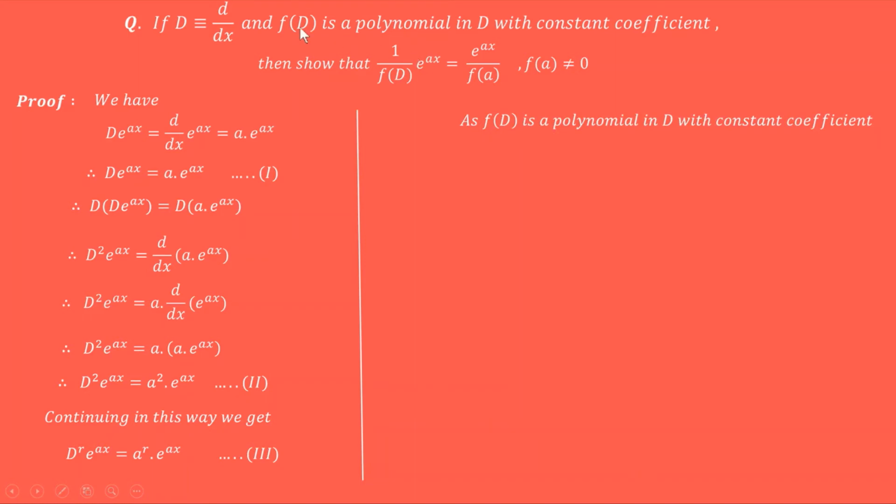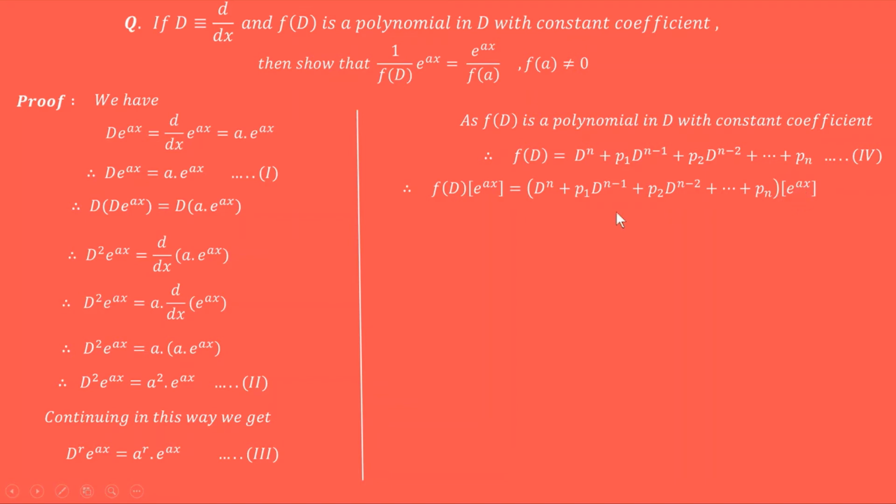Now as in the question given, f of D is a polynomial in D with constant coefficients. So f of D is equal to D raised to n plus p1 D raised to n minus 1 plus p2 D raised to n minus 2 plus dash dash dash pn. Say this is equation number 4. Now f of D into e raised to ax, put the value of f of D, which is D raised to n plus p1 D raised to n minus 1 plus p2 D raised to n minus 2 plus dash dash dash pn, e raised to ax.